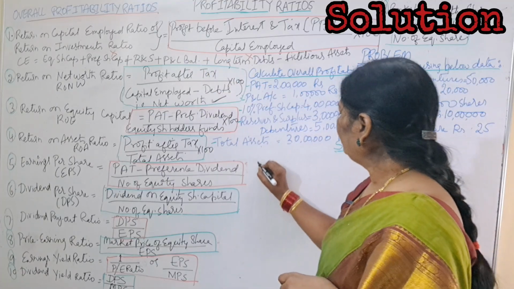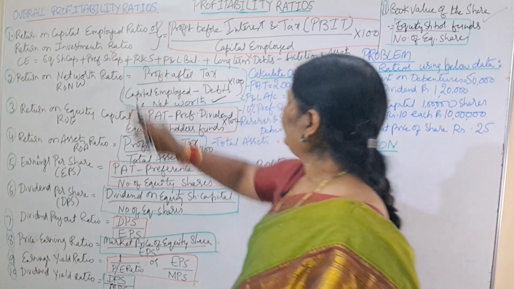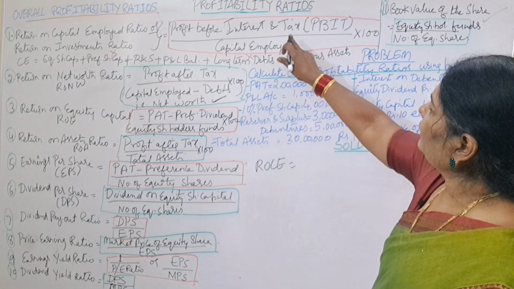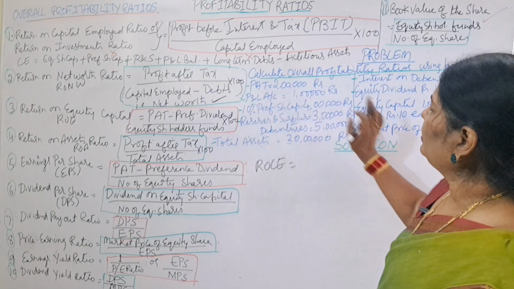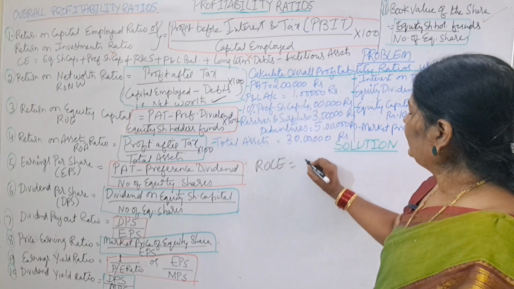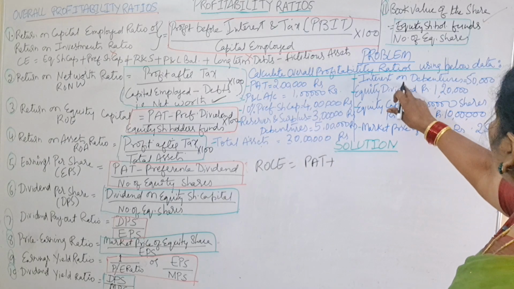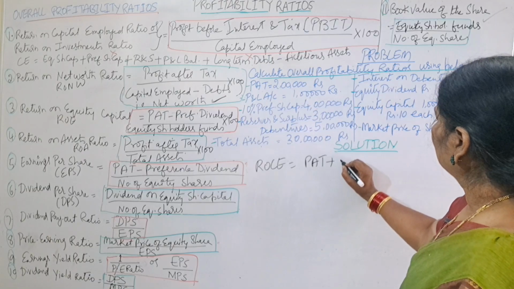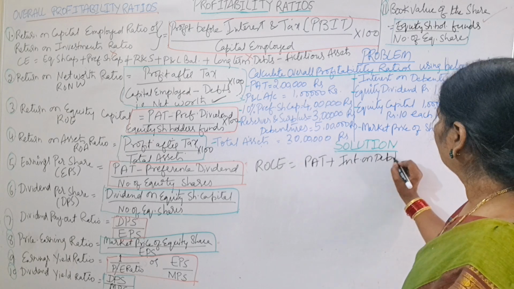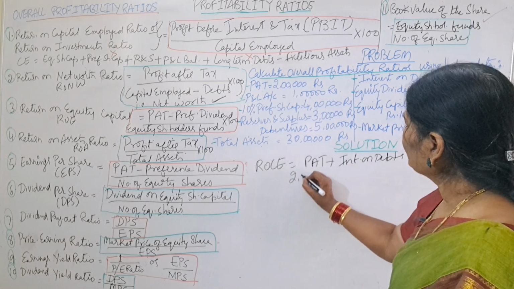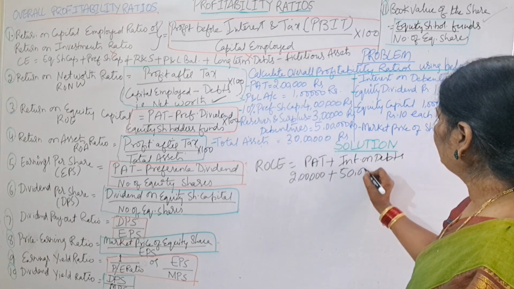So first we'll calculate ROCE. ROCE means return on capital employed ratio, right? So for PBIT, this is profit after tax, and the tax amount is not given. So we will take this PAT and add interest to that. What is our interest on debentures? 50,000. So what is the PAT amount? 2 lakhs, plus our interest amount of 50,000, right?